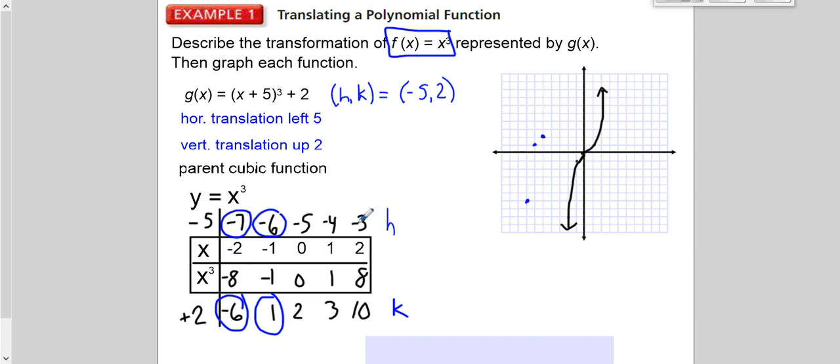Oh, that's the point I already graphed. Negative 4 goes with 3. Negative 3 goes with 10. So then we draw, I think, half parabola, half parabola. Get those curves going. Kind of missed that one just a little bit. But there's our basic graph. Same shape, shifted to the left 5 and up 2. And we didn't use decimals or a calculator. Woohoo! All right, that's example 1.